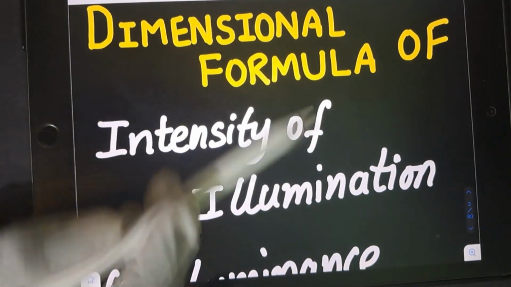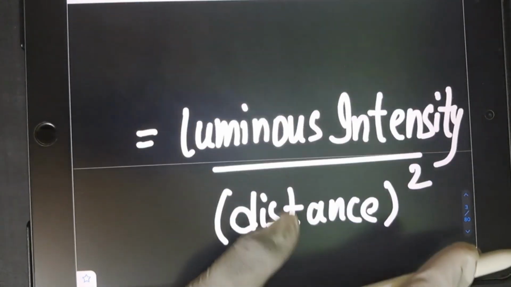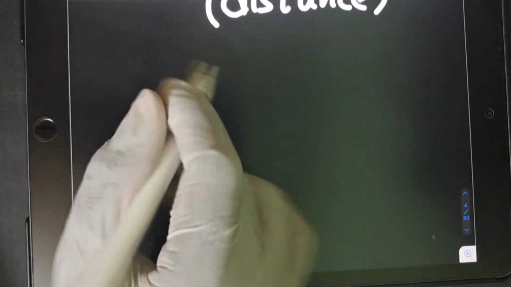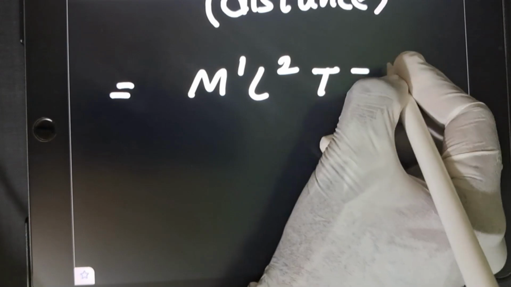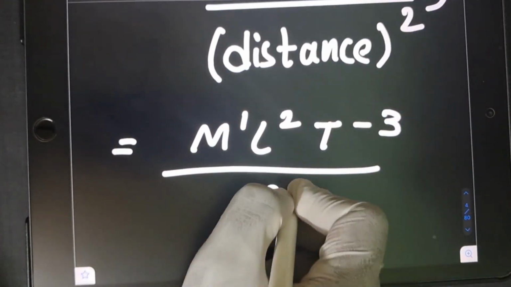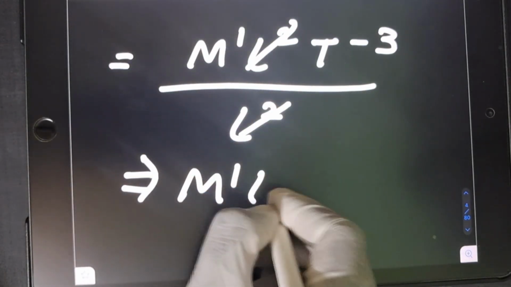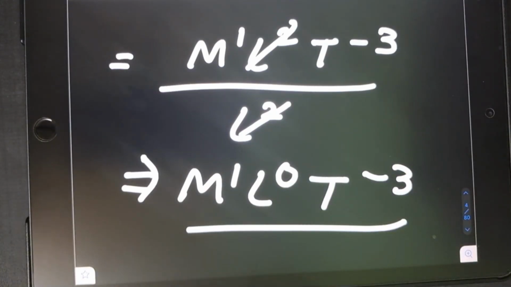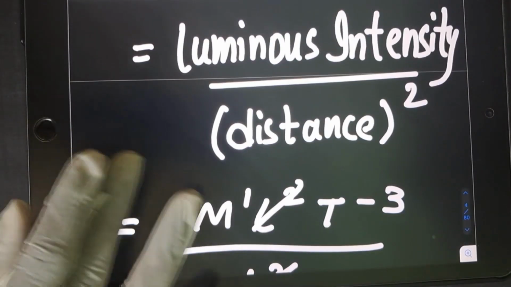To find the dimensional formula of intensity of illumination, or luminance. The formula is luminous intensity by distance squared. The luminous intensity formula is M¹ L² T⁻³ by distance L². On cancellation of the length dimension, we get M¹ L⁰ T⁻³ as the dimensional formula of intensity of illumination. M¹ L⁰ T⁻³.